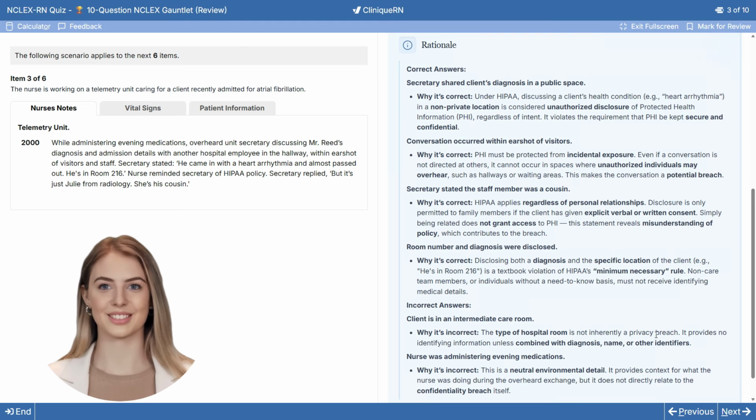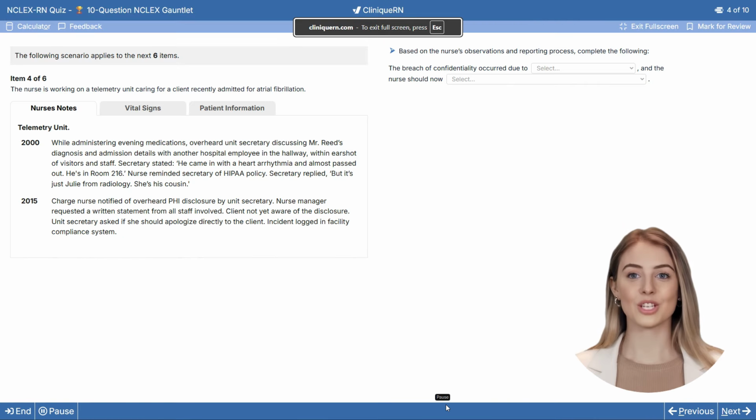So the correct answers are 1. Share the diagnosis publicly. 2. Conversation within earshot of visitors. And 4. Mention the cousin. 6. Shared the room number and diagnosis. The rest? Not breaches.